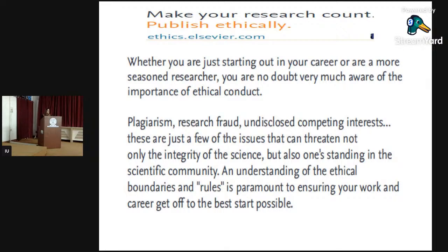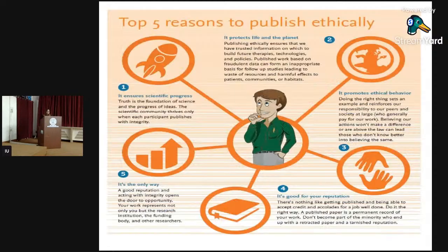I hope you all are interested in pursuing your research in the ethical way, right? So 3 to 5 years must be in your mind. So that is a lot of time, isn't it? So you would want that whatever work or results you get at the end of your PhD, it should benefit the masses, right? So these are the top 5 reasons why you should publish ethically.